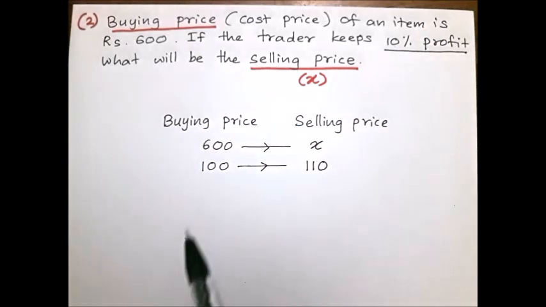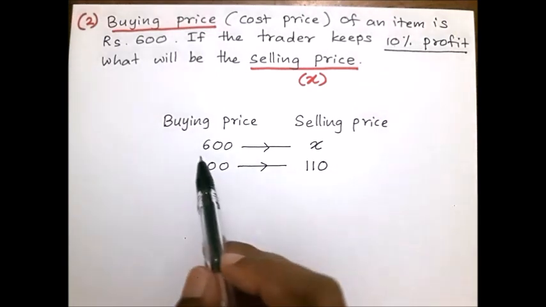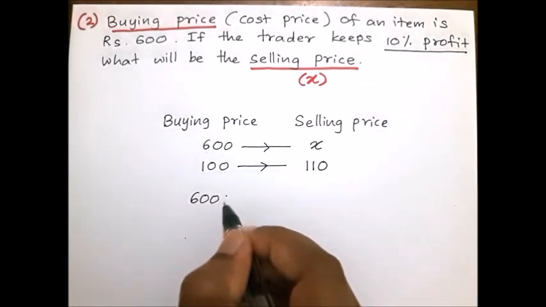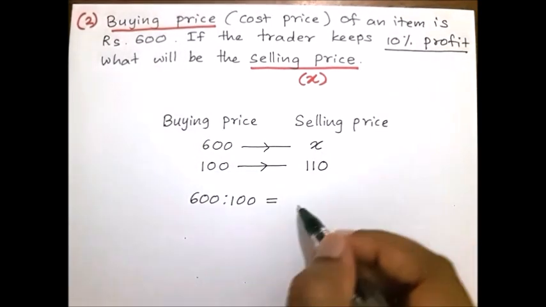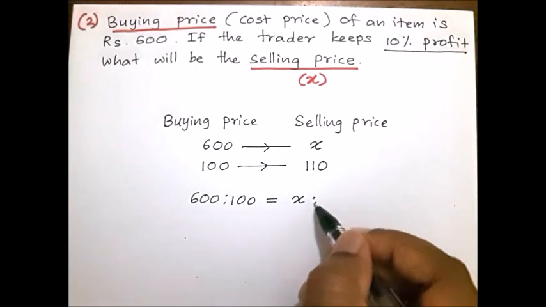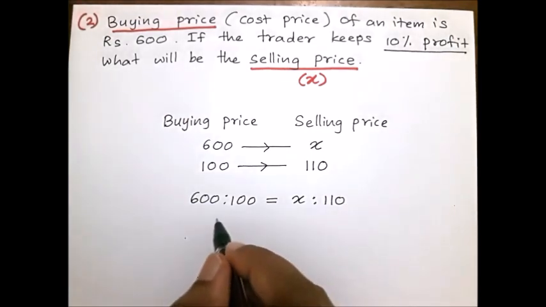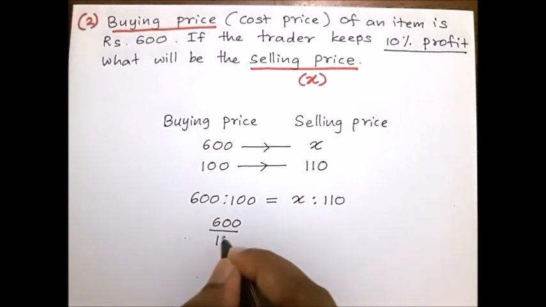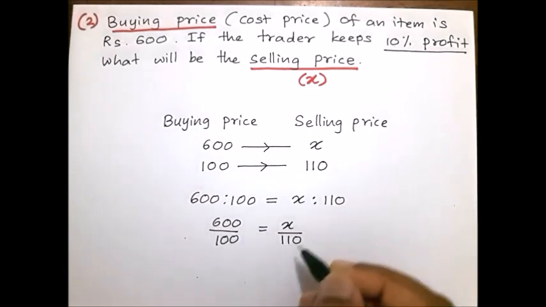Now I am going to use the definition of direct proportion to solve this question. Here the ratio between these two, 600 to 100, is equal to the ratio between these two. It is x to 110. Now this ratio you can write as a fraction. 600 over 100 equals x over 110.